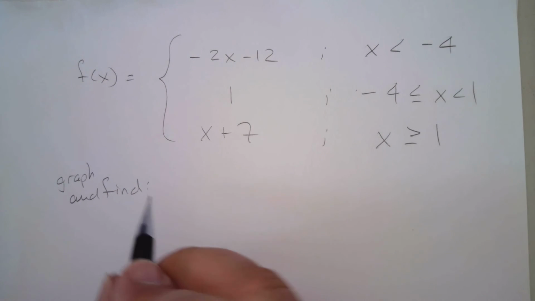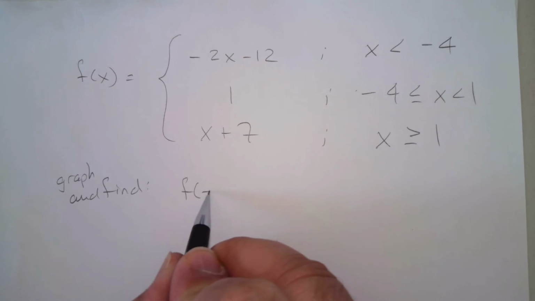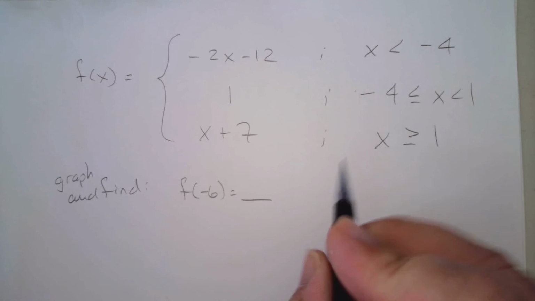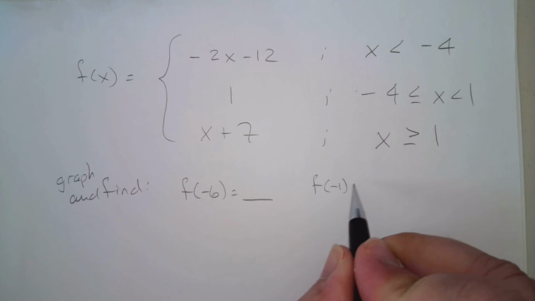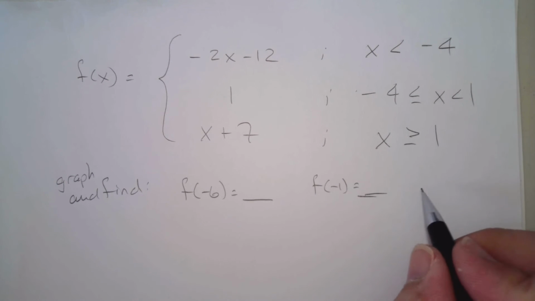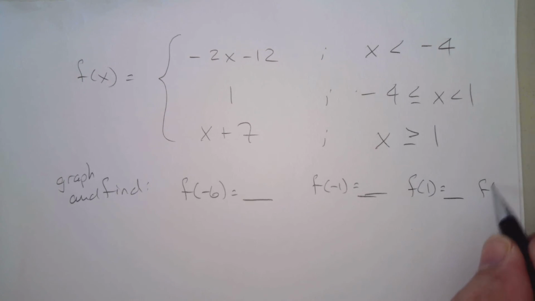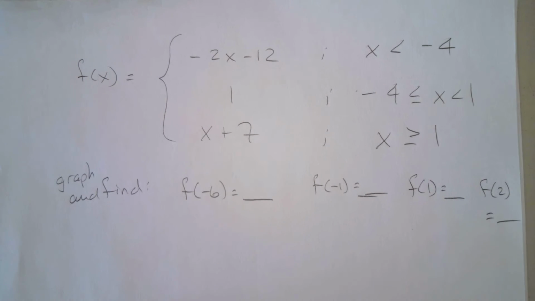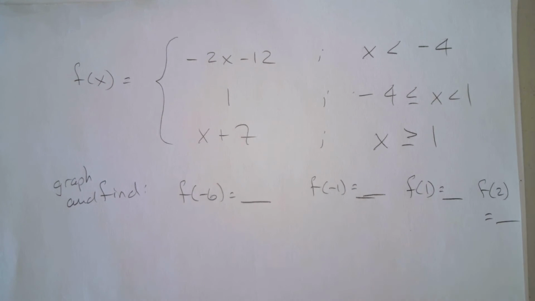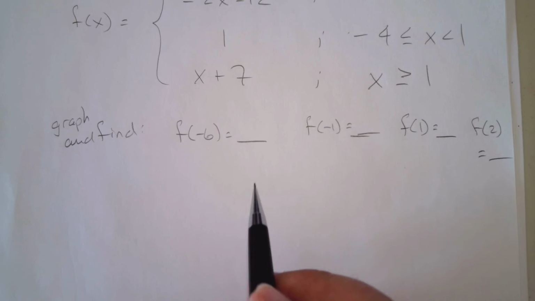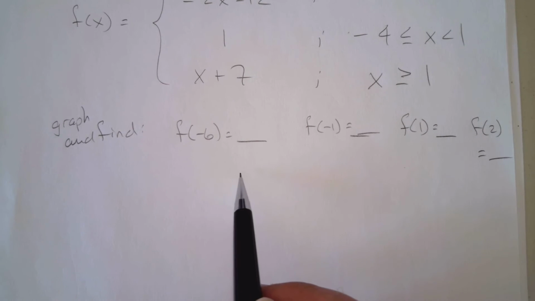and find these values. f of negative 6, f of negative 1, f of 1, and then f of 2. So let's look at the graph. We have 3 distinct parts to it.